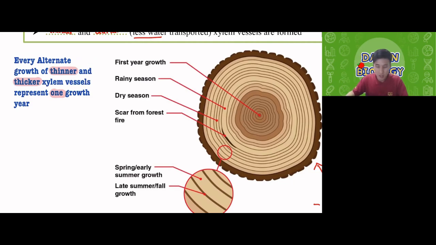Every alternate growth of thinner and thicker xylem vessels represents one growth year. Yes, so that's how we explain it. Alternate means thin, thick is one year; thin and thick, one year long. Because the thicker one is the beginning of the year, and the thinner one is at the end of the year. So thick and thin is one year long. Just continue that.